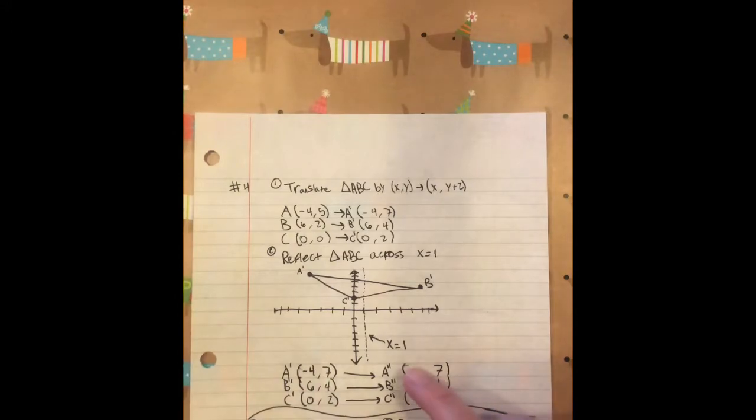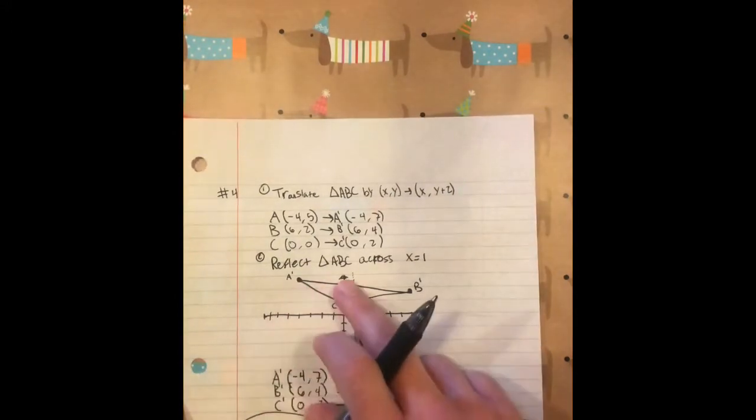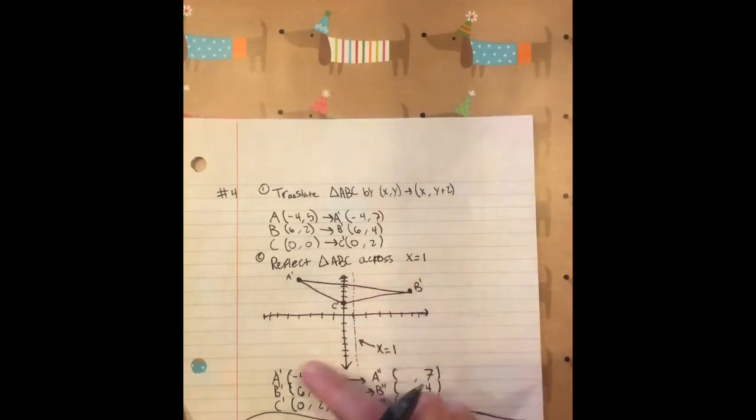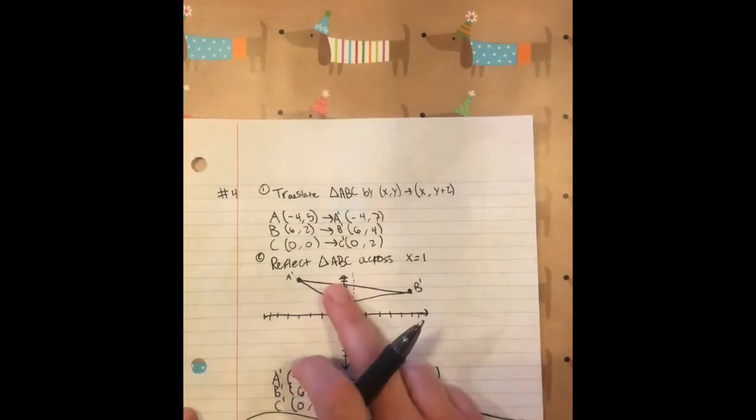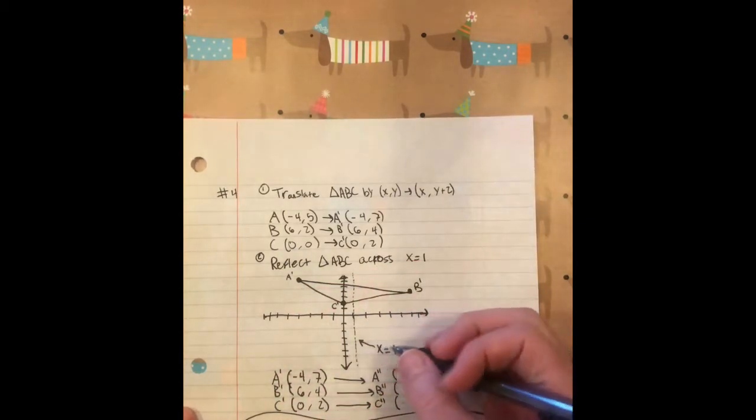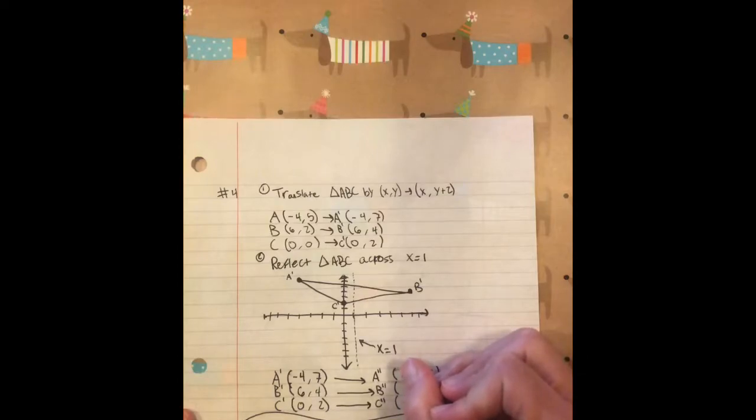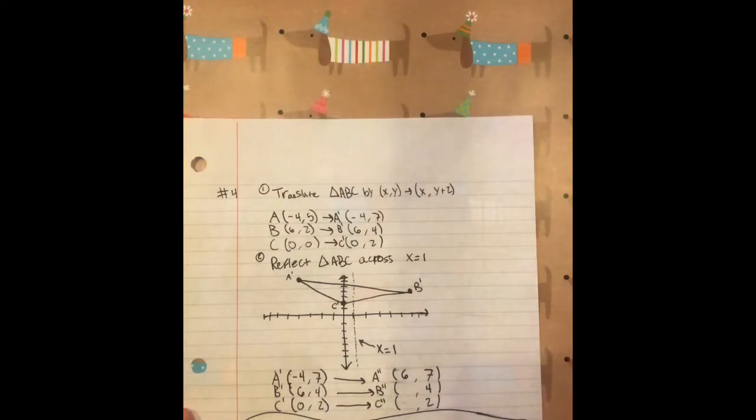So how do we get these new x values? Simple. Figure out how far away from this line it is and add it. So -4 was 5 units away from 1. It needs to go 5 units past 1. 5 plus 1, 6. So far, so good.